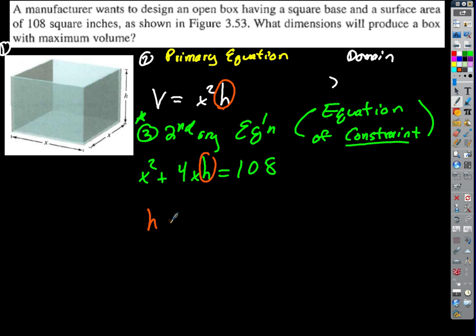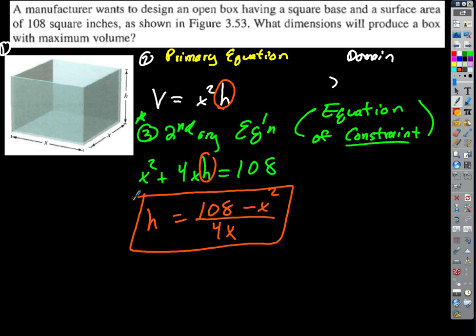I'm going to subtract that term and divide by 4x. Everybody agree? So I'm going to get (108 minus x squared) divided by 4x. So there's my substitution equation. Let's put a box around it, because more than likely we're coming back to that. Oftentimes we're coming back to that.